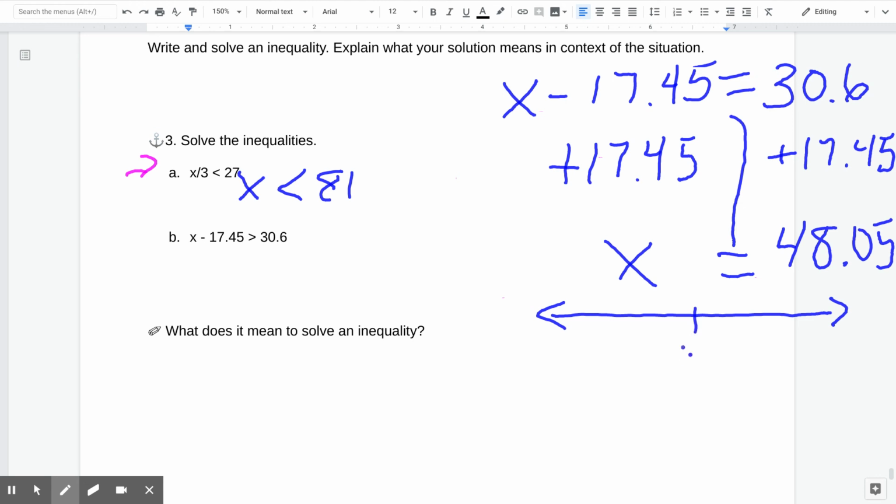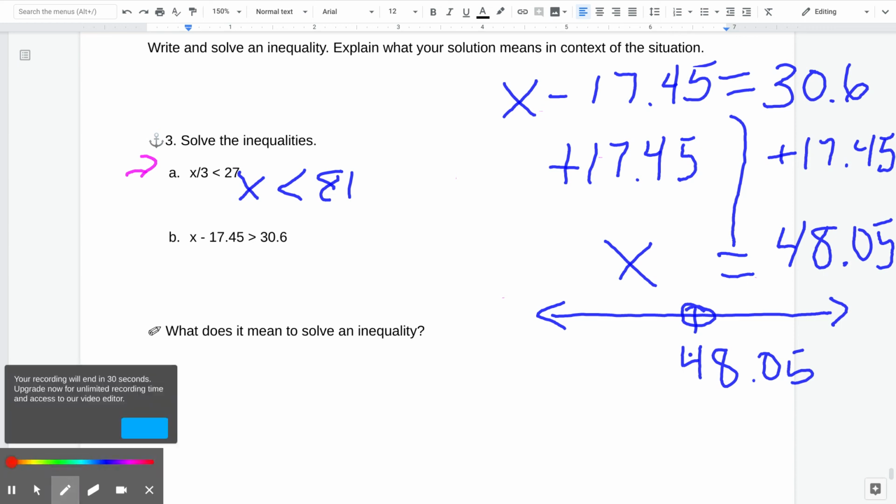Okay, so now I need to analyze where x can be. So if I take this center part and I label it 48 and 5 hundredths, and I know it can't be exactly that, so I'm going to put my circle around there. Now I'm going to test some values on either side of the 48 and 5 hundredths.